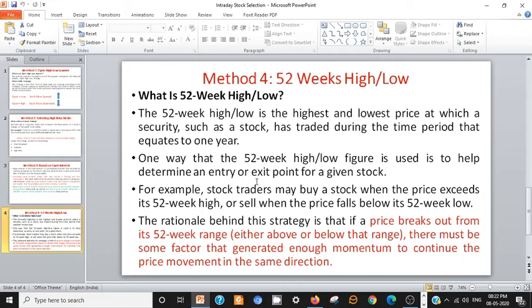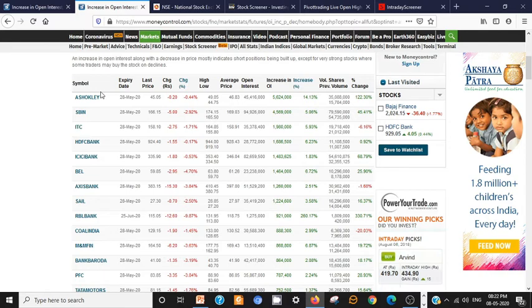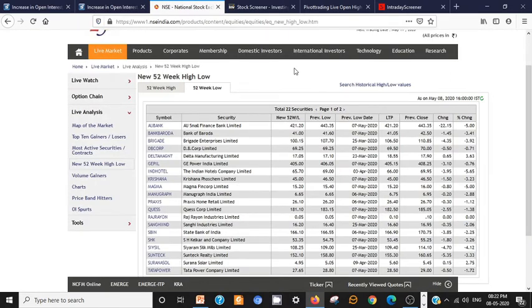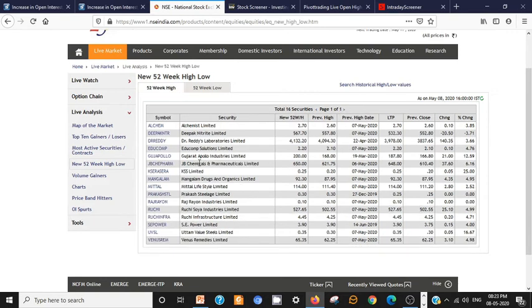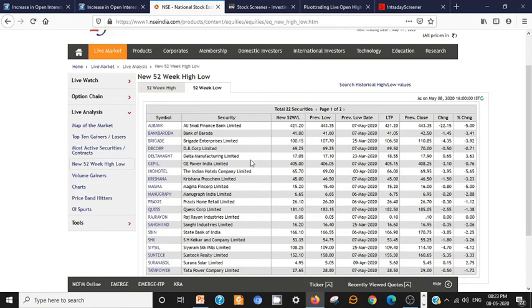You can just go to Google and type 52-week high and low stocks. You can go directly to the sites, and the best site is NSE India. Here you can see the list of stocks which are at a 52-week high, for example Deepak Nitrite, Reddy's Laboratories. Similarly, you can see the list of stocks at a 52-week low, such as Bank of Baroda, AU Small Finance Bank Limited. Like this, you can pull out the stocks at 52-week highs and lows, and according to that, you can set your trading strategy.